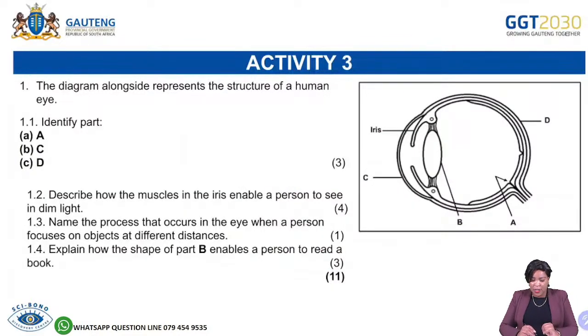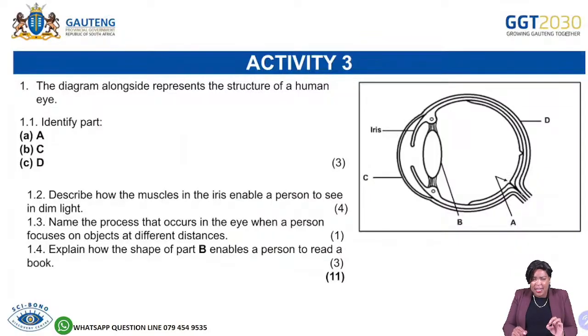Then we move to the next question. The next question, I'm not going to give you much time because we don't have many labels like the one that we have first, where you are going to label your parts. So you will look at part A. I want you to take your time and look at what is part A, where is part A.